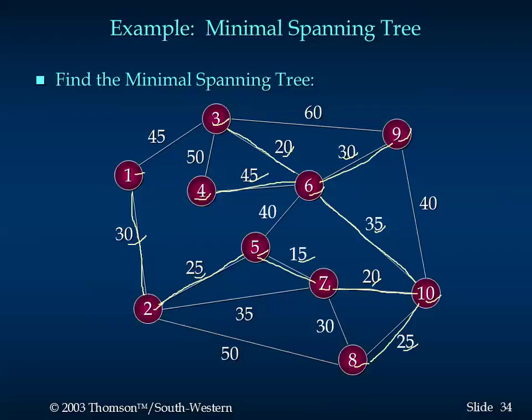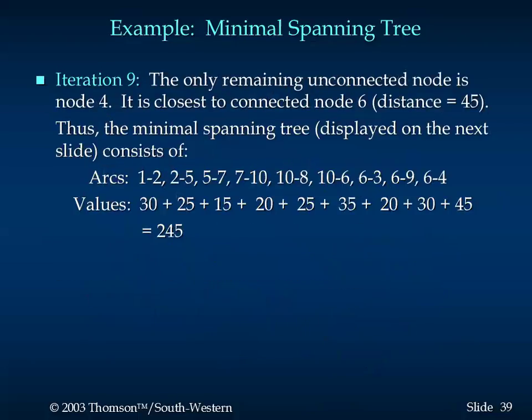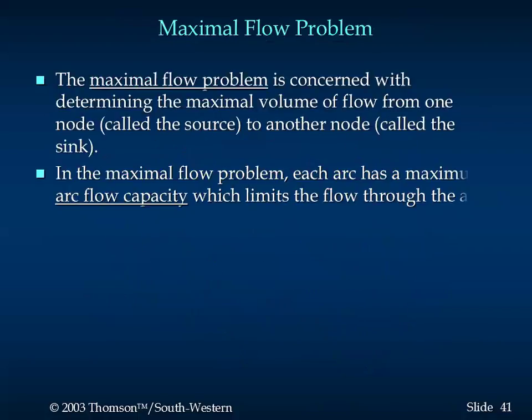Okay? Very, very simple algorithm this is. So this is our final minimum spanning tree: 1, 2, 5, 7, 10, then 8, 10, 8, 6, 9, 3, and 4. So, connected, acyclic. Okay, maximum flow problem.